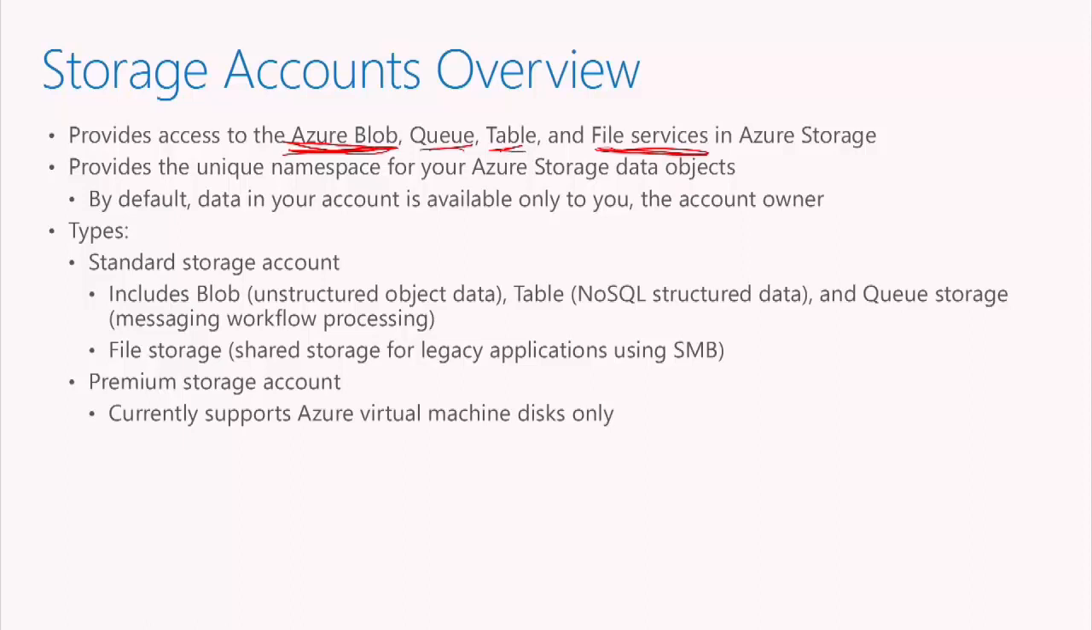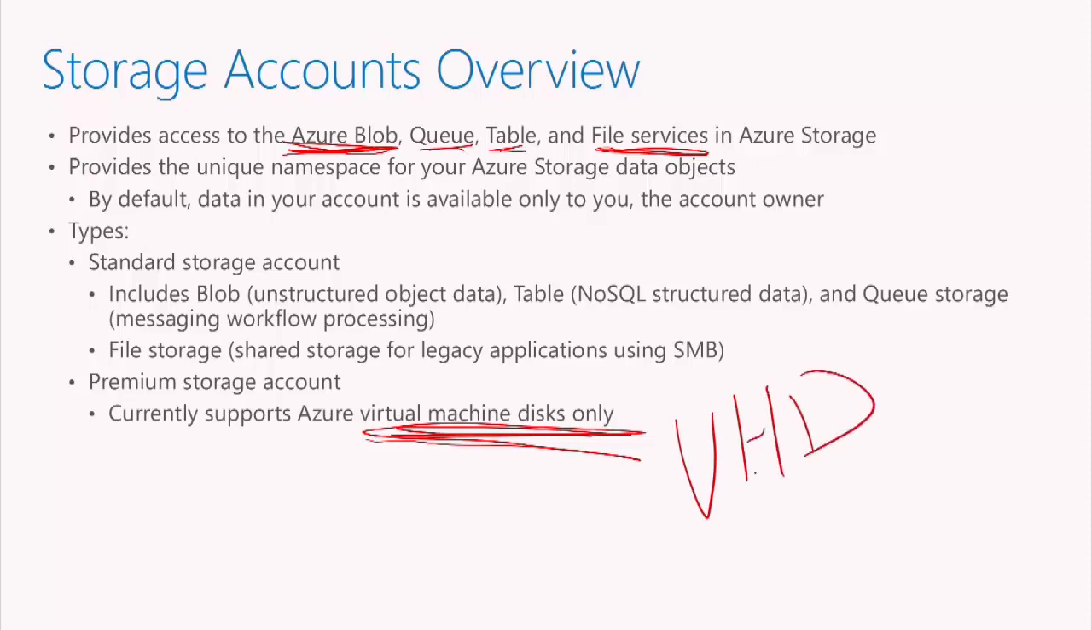Only you, the account owner, can access the data. You can govern permission. And there are 2 types of storage: standard storage and premium storage. We'll talk more about premium storage in a little bit. Standard storage is what most things are stored on. Premium storage is where virtual machines store their VHD files. So what you'll find on there are the VHD files that are used by virtual machines.